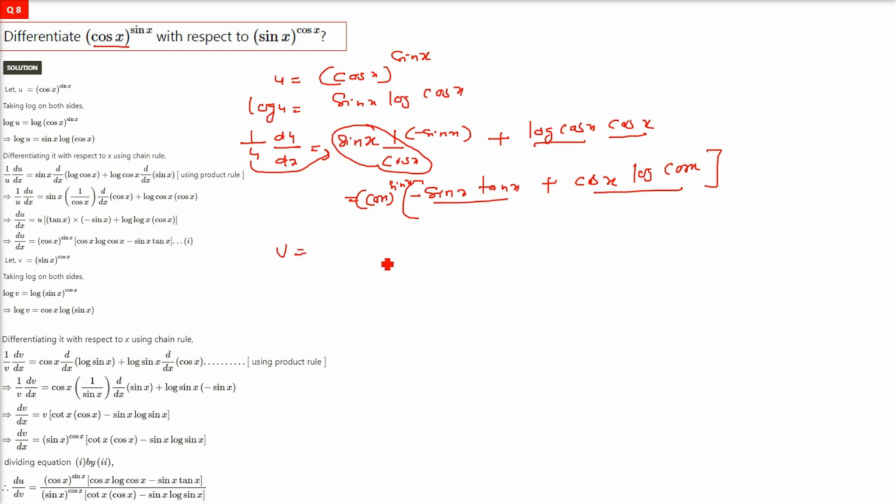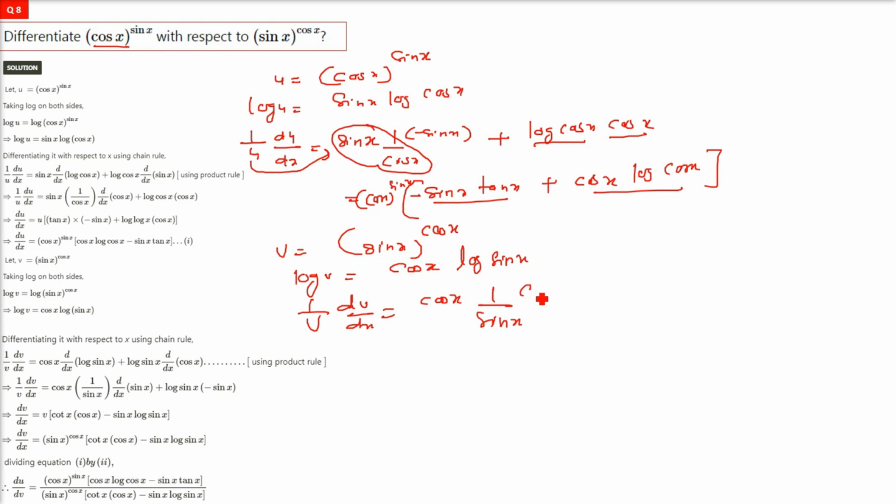Okay. So the next one is v equals sin x raised cos x. So log v will be equal to cos x log sin x. This is 1 by v dv by dx, and cos x log sin x will be cos x times 1 by sin x times cos x, plus log sin x times the differentiation of cos x, which will be minus sin x. So write it as minus sin x.